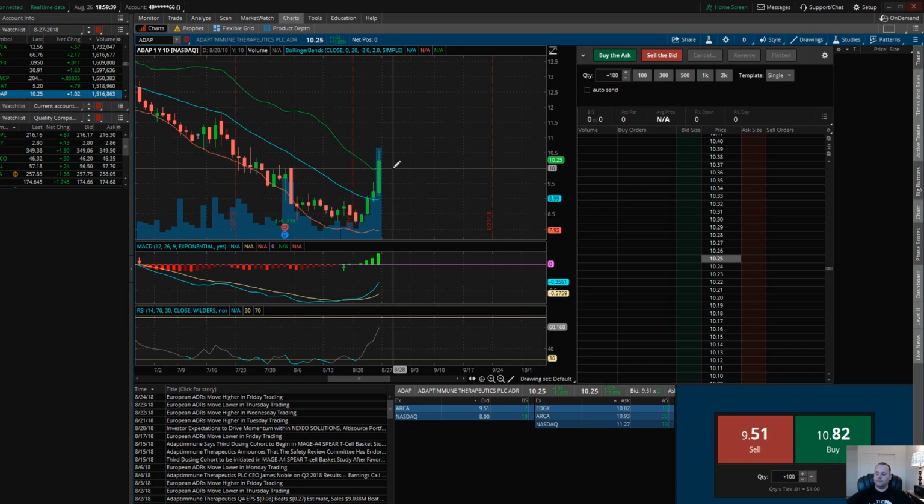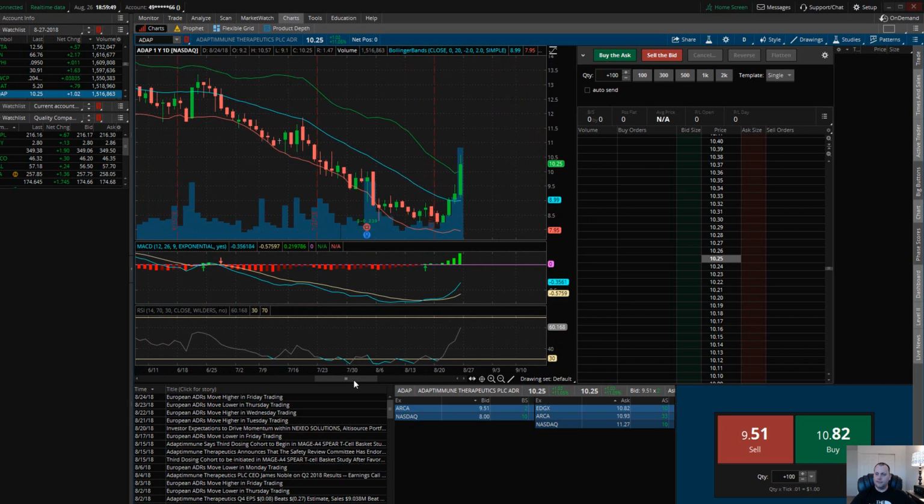But at the same time, this doesn't hang out long above that upper band. It tends to kind of go back up into a short-term uptrend, but be quick on taking them profits. That's what matters.